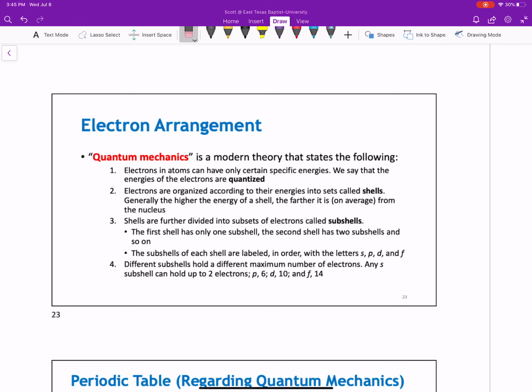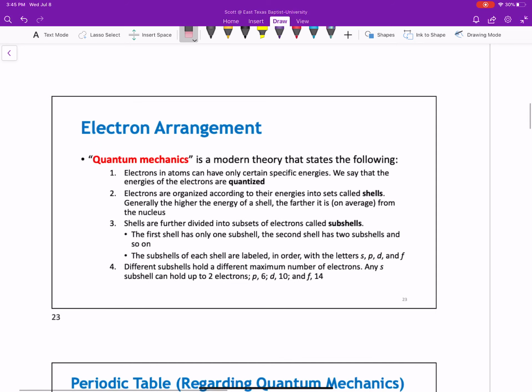Quantum mechanics is a modern theory that states the following: electrons in atoms can have only certain specific energies. We say that these energies of electrons are quantized. And whenever you think of quantized, think of staircases, okay? Staircases kind of go up like that. And so you might be in level 1, 2, 3, 4, so on and so forth. But that's what quantized means. They're in discrete energy levels, okay?